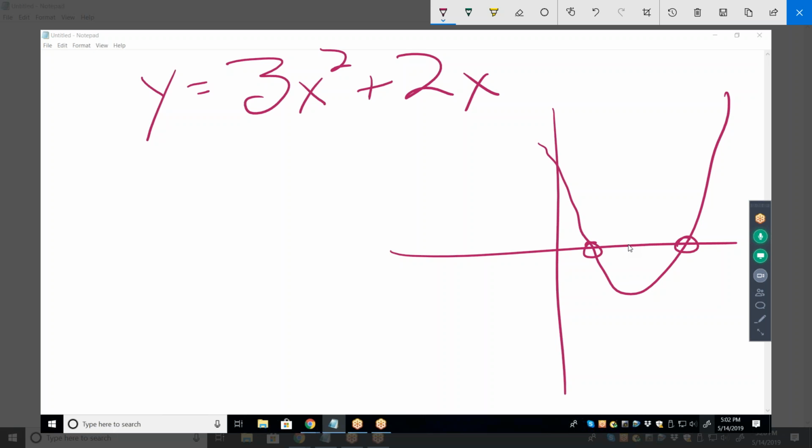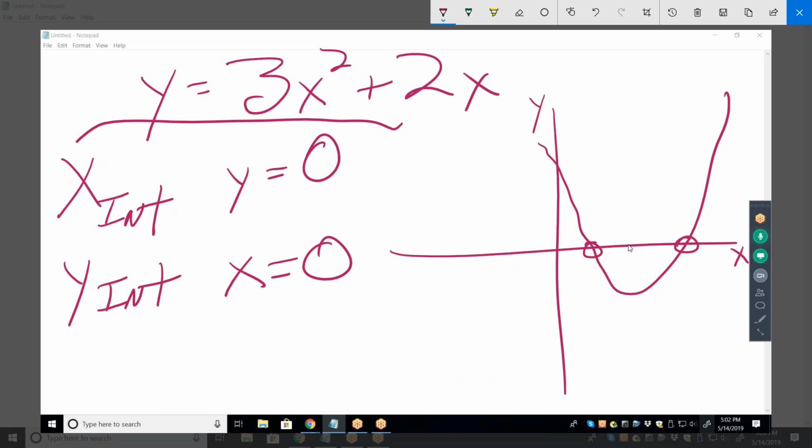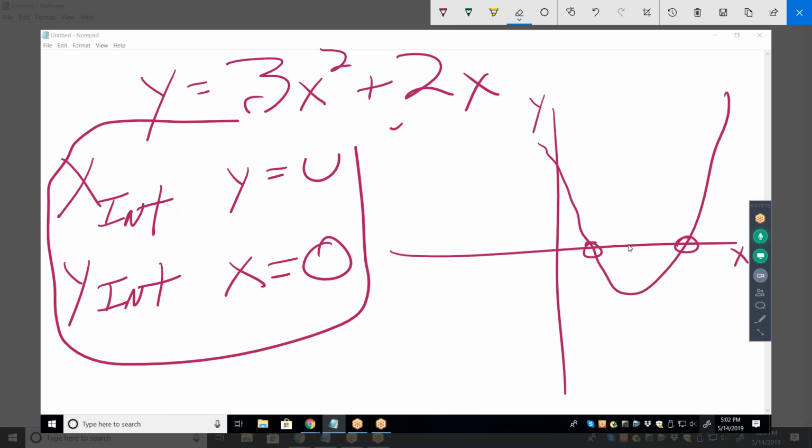There is no y coordinate. There is a y point. What is it? 0. That's the thing. X-intercepts, y equals 0. Y-intercepts, x equals 0. Don't ever forget that right there. That's extremely important. So what am I going to do next here? If they want the x-intercepts, how am I going to solve this?